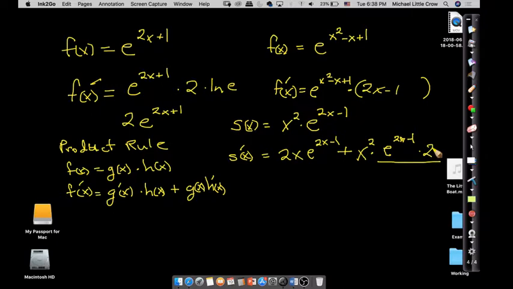Now you could do some algebra on this, but I don't think you need to when you do the answers. I think a lot of them ask you not to do too much algebra, not to simplify it. Just go ahead and write it like that.